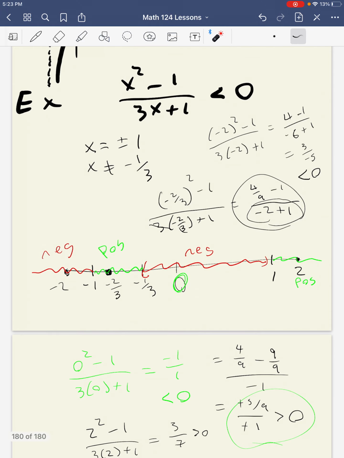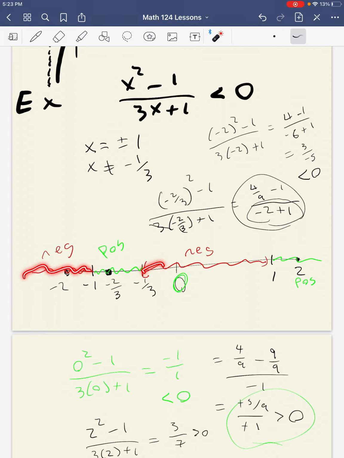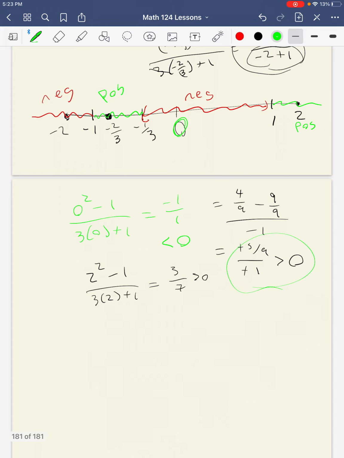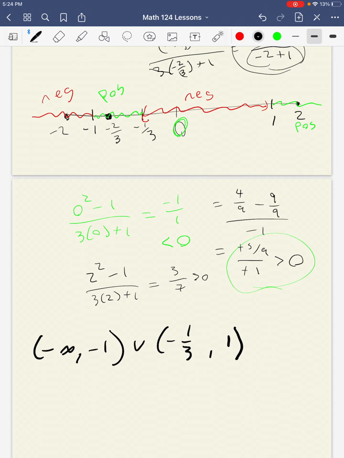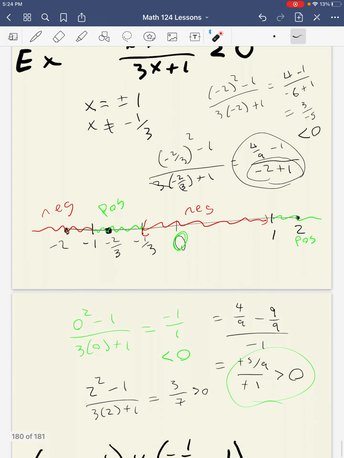Okay, now what do we want? We want the output to be negative. So that happened here, and it happened here. And therefore the solution to the problem is negative infinity to negative 1, or negative 1/3 to 1. And I used open parentheses here because it was a strict inequality, right? We did not have the equality symbol.